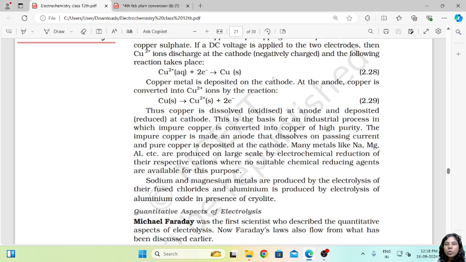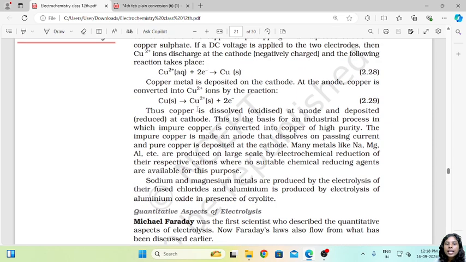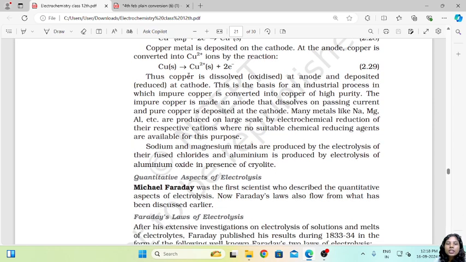So copper metal is deposited on the cathode, and at the anode copper is getting converted to Cu2+ ions by the reaction Cu gives Cu2+ plus 2 electrons. So here at the anode, copper is giving up its 2 electrons and going into the ion state. Thus copper is dissolved, that is oxidized, at the anode and deposited, that is reduced, at the cathode. This is the basis for the industrial process in which impure copper is converted to copper of very high purity. The impure copper is made the anode that dissolves on passing current, and pure copper is deposited at the cathode.